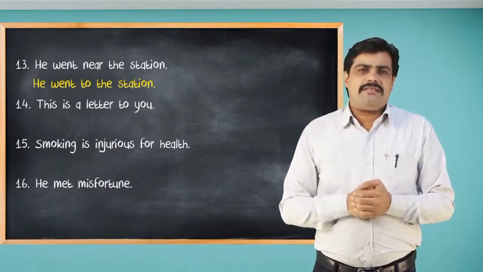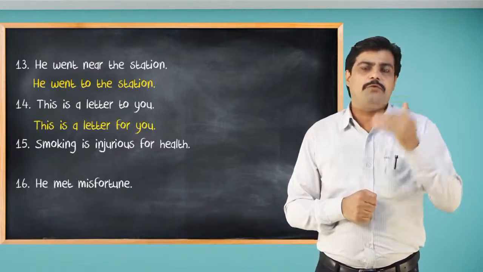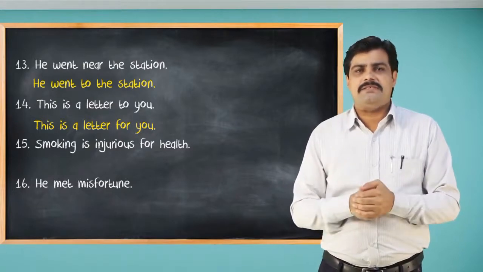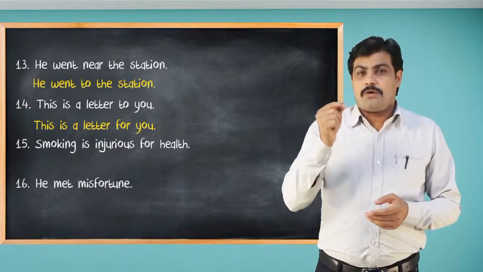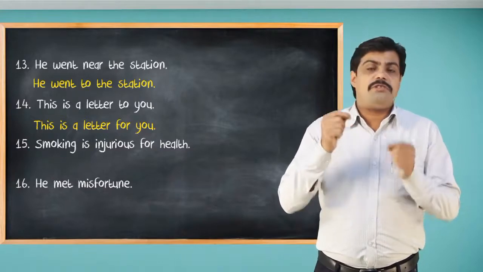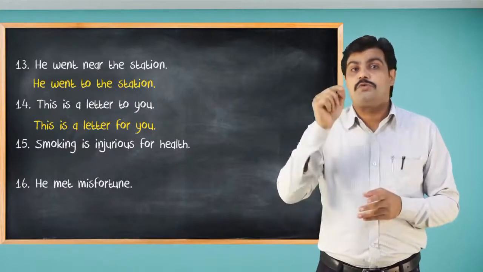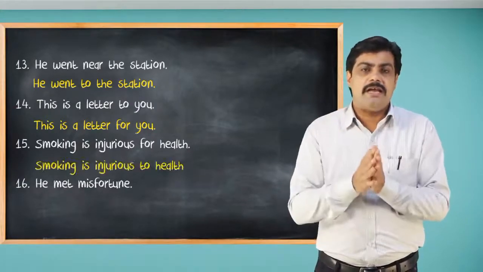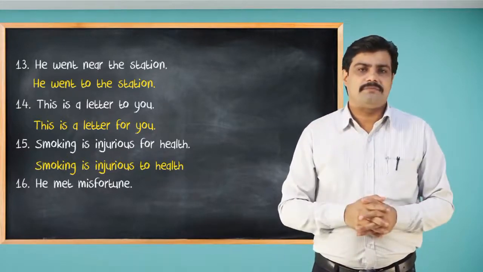Let's take the another one. This is a letter to you. This is a letter for you is the right expression. To is not required. Another sentence is smoking is injurious for health. Here use of preposition for is wrong because for warning we use to. To is more powerful than for. So say this sentence, smoking is injurious to health.